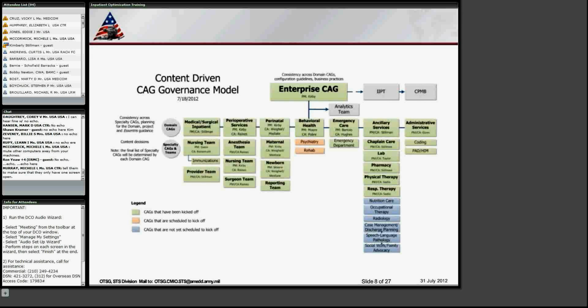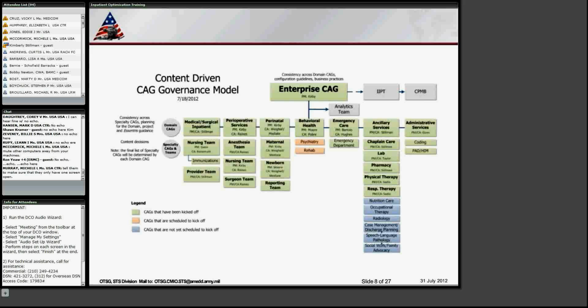We also have ancillary services. We have chaplains, lab, pharmacy, physical therapy, respiratory are all up right now. All of the other ones will be coming up. They're just not up at this point. And then we have our administrative services.